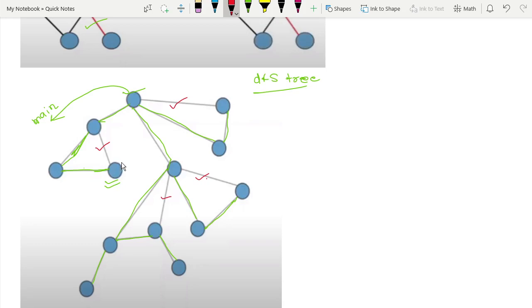Now one observation is that a back edge cannot be a bridge. A back edge can't be a bridge. You can think upon that. Why can it not be a bridge?